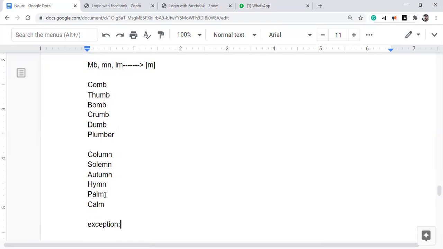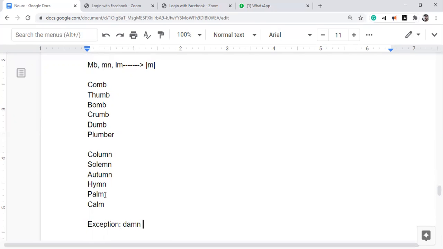So what is the exception? See, rules are made to be broken in English. The first rule of English is that rules are made to be broken. Remember that. Matlab rules jo hai wo todne ke liye hi banaye jate hai. Theek hai? So every rule in English will be broken. This is the pronunciation rule: whenever MN, LM and MB come together, the sound will be ma. But there is an exception. You can call it an error.